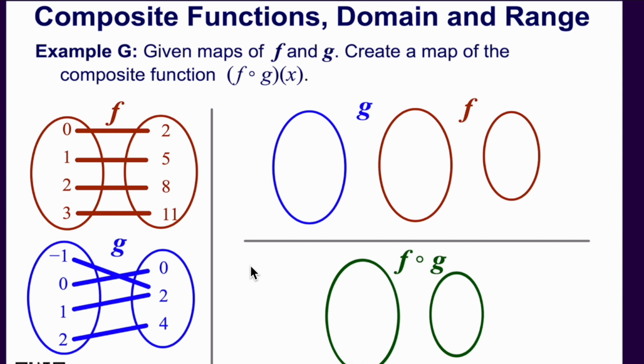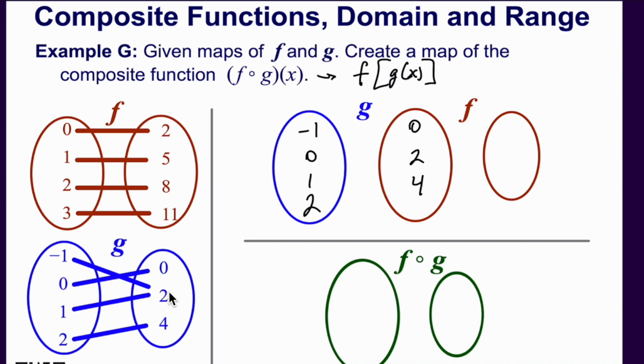We are given the maps of these two functions f and g, and we are asked to create the composite function map f of g. So the first thing I like to do is expand this out and rewrite this as f of g of x. Okay, the first thing we're going to do, folks, is recreate g of x. So we're just going to put these inputs here and these outputs from g.